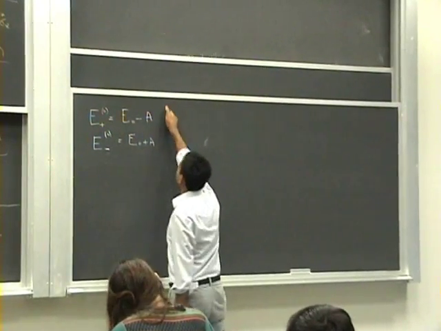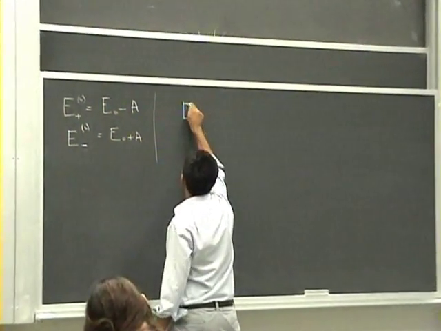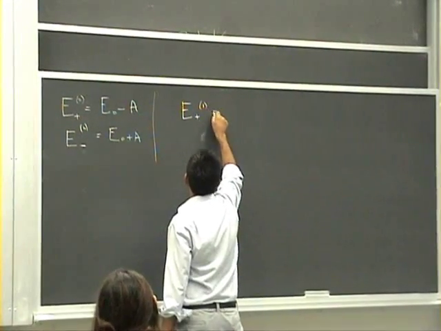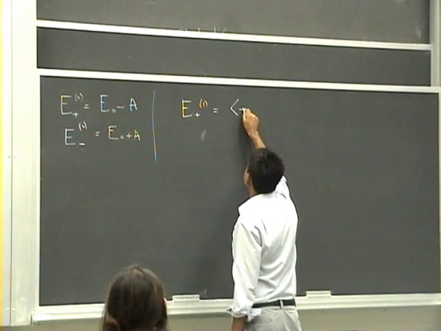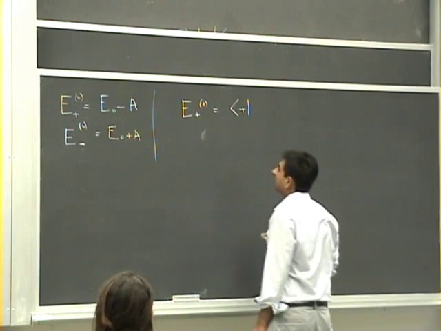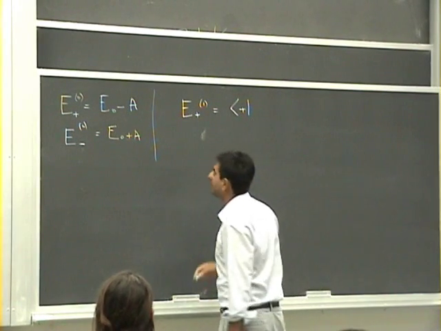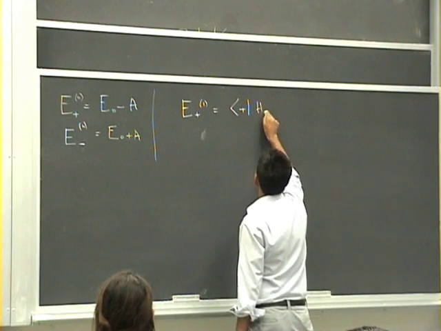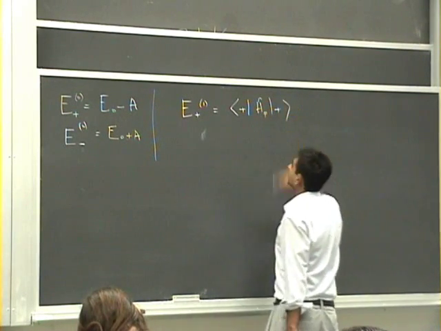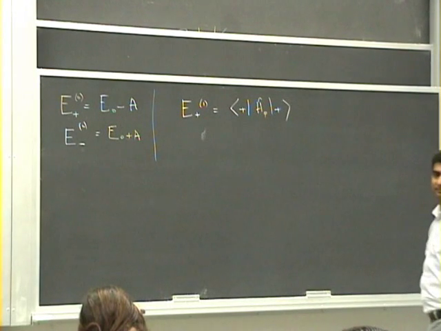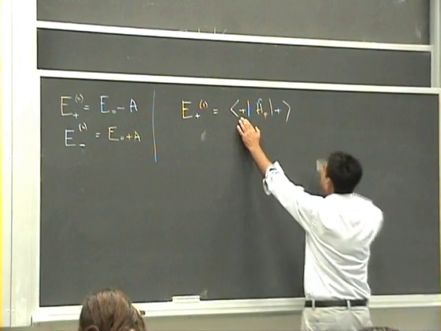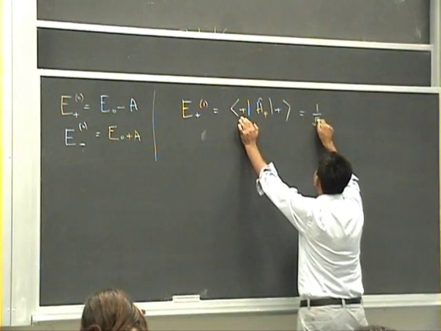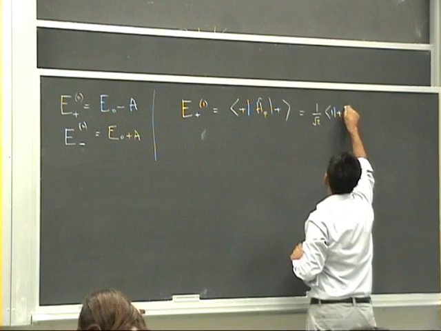The shift in this energy, E plus, up to first order, is just the inner product given by bra plus H P ket plus. Now H P is the perturbation, right? This is the shift in the energy. Now bra plus I can write as 1 over root 2 times bra 1 plus bra 2.